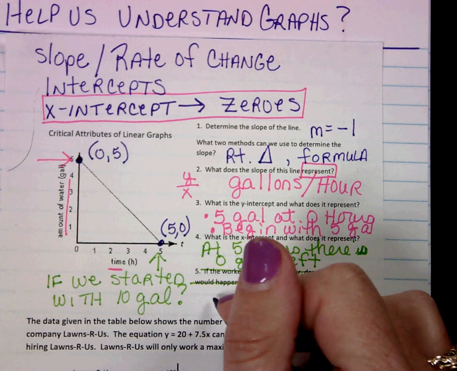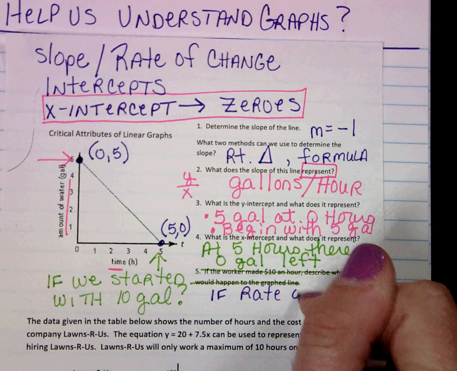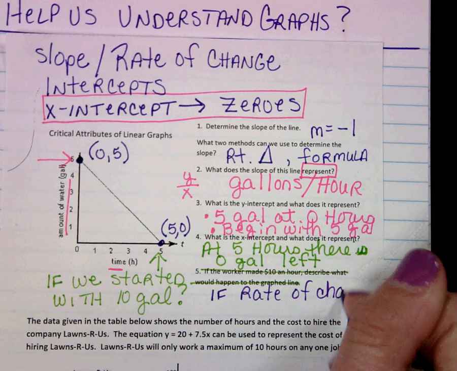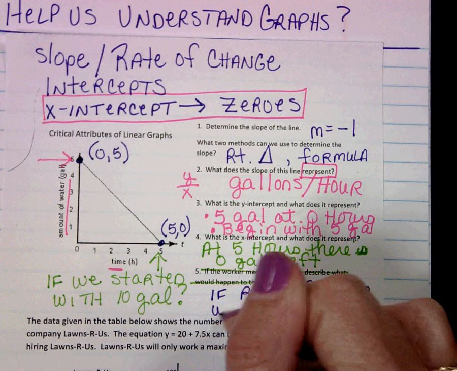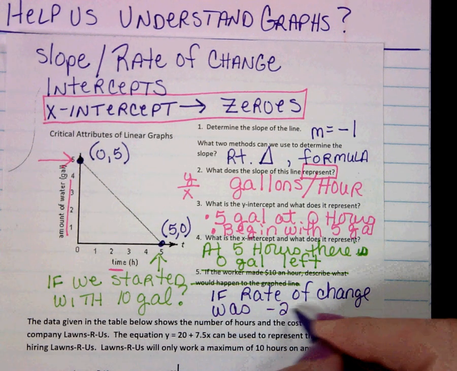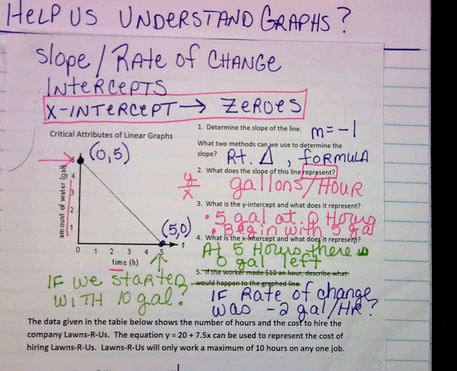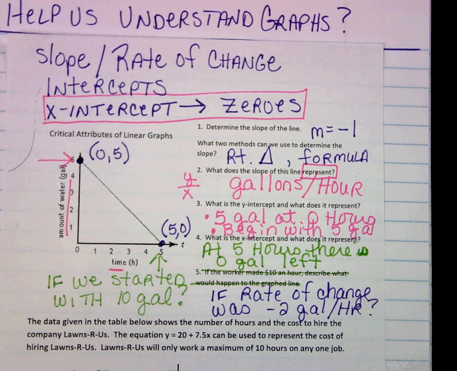And what about if the rate of change was -2 gallons per hour? How would the graph change? How would it look different, or would it not look different? Would it be the same? What would happen in this situation?